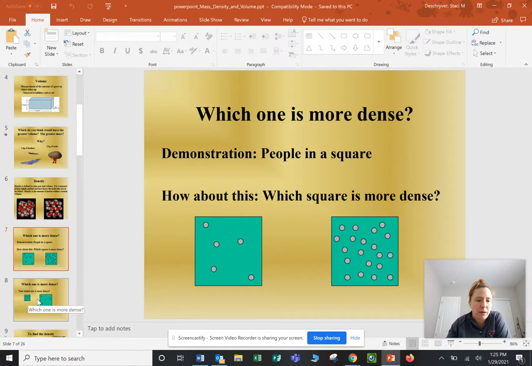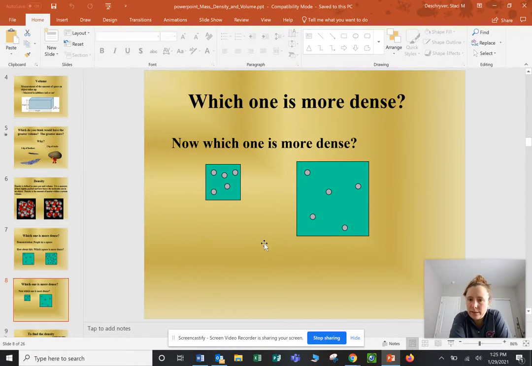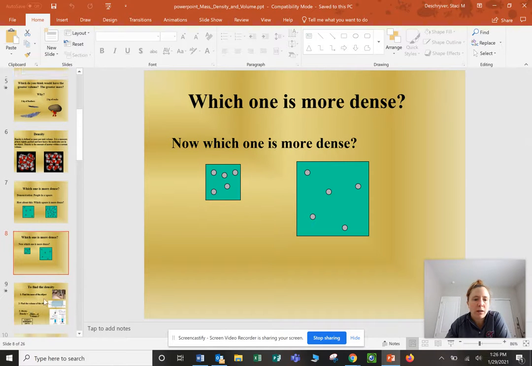Okay, so let's take a look at the next one. Now, which one is more dense? It's a little trick question. If you said this one is more dense, you are correct, because both of these have the same number of people, right? But all of these people are crammed into a smaller area. Do you see how that works? So same number of people, 5 in each, right? But this one's in a much smaller area.